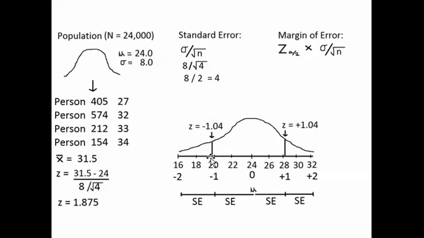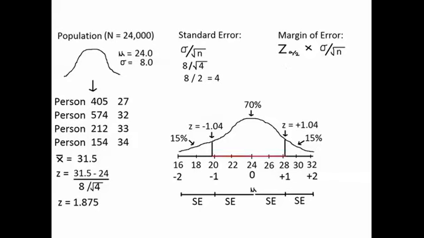Notice how I put negative 1.04 a little bit below negative 1, and I put 1.04 a little bit above 1. When the sampling distribution is normal, like it is here, this is the lower boundary of the middle 70%, and this is the upper boundary of the middle 70%. 70% of the possible samples are in this area, and the other 30% are evenly divided between the two tails. In other words, 15% of the possible samples are in here, and 15% of the possible samples are in here.